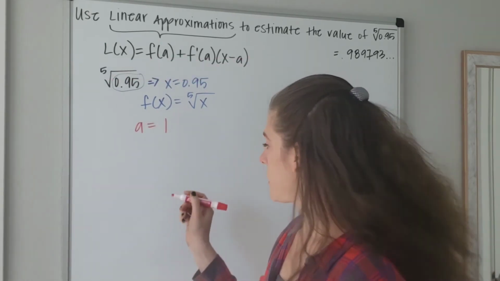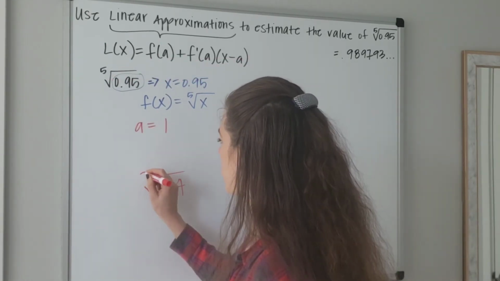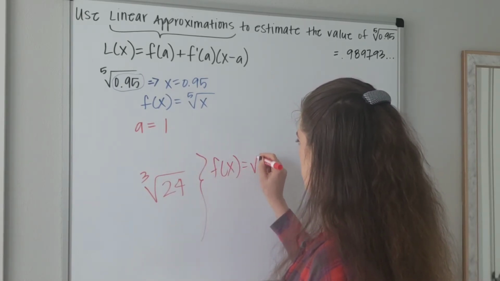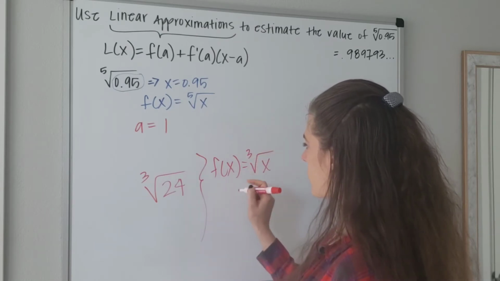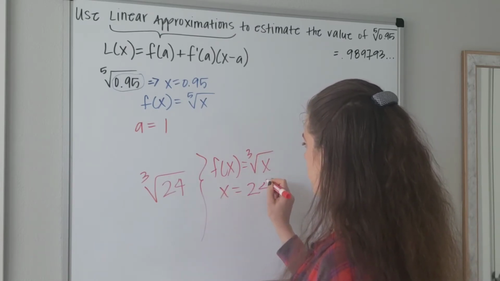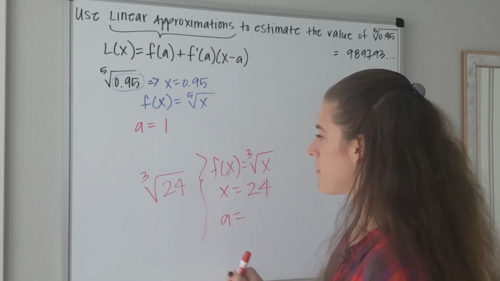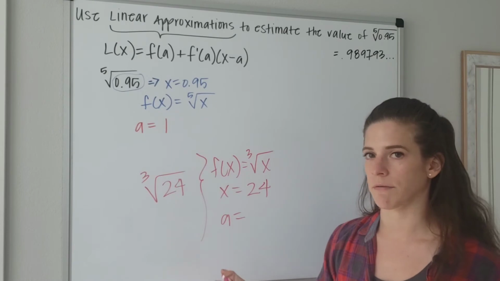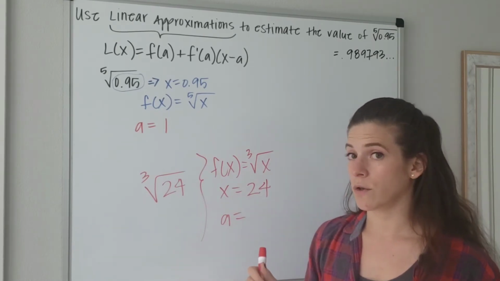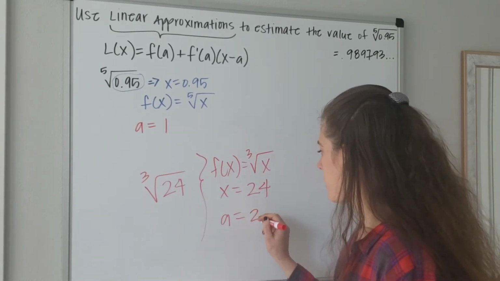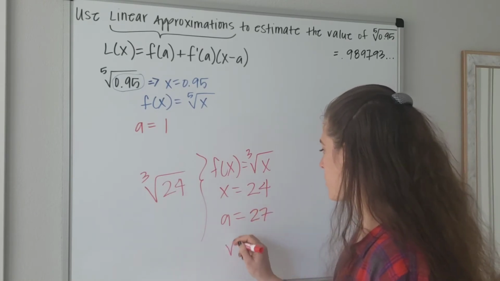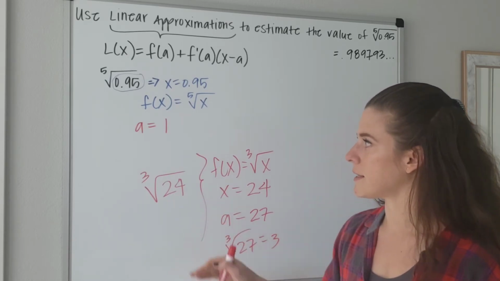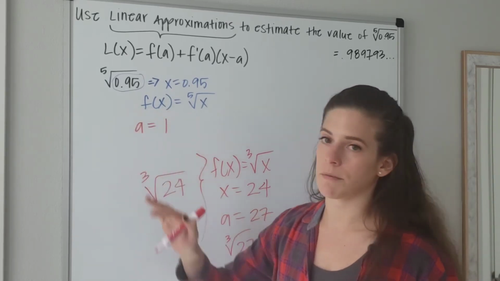But if you're looking at the cube root of 24, in this case your f of x is the cube root of x. x is 24, but your a may not be 25 here, because when you try to take the cube root of 25, you're still just guessing for a decimal. If you take the cube root of 27 on the other hand, then you're looking at a whole number. The cube root of 27 is 3, right?